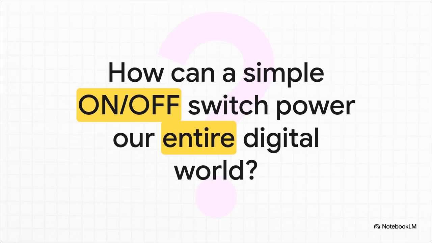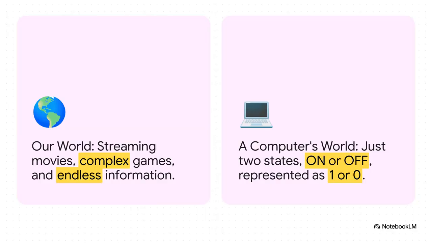I mean, think about it for a second. Everything our computers do, streaming our favorite shows, running these incredibly complex games, it's all built on the simplest possible idea: a switch that's either on or off. So how? How do we get from that simple flick of a switch to the amazing digital world we live in every day?